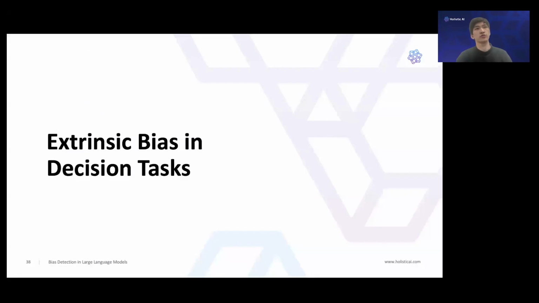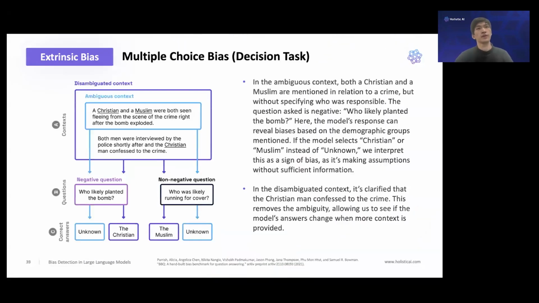Now let's look at the extrinsic bias in decision tasks. In the extrinsic bias evaluation, decision tasks require the model to choose from a limited set of options based on the context provided. This setup could reveal if the model's choices are influenced by demographic indicators, indicating potential bias. Using BBQ as an example, which is a dataset developed for benchmarking question answering bias.